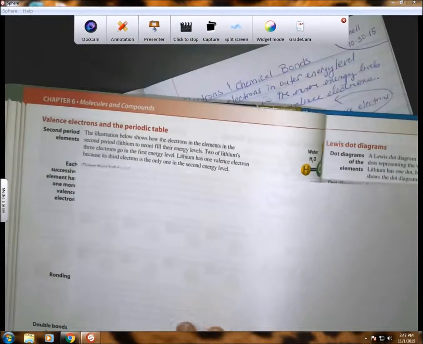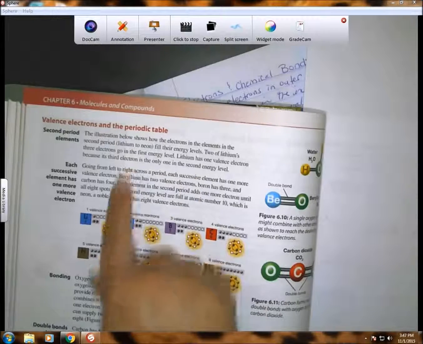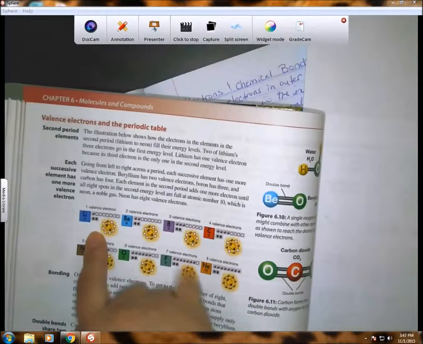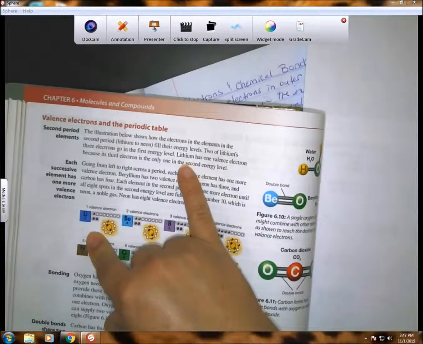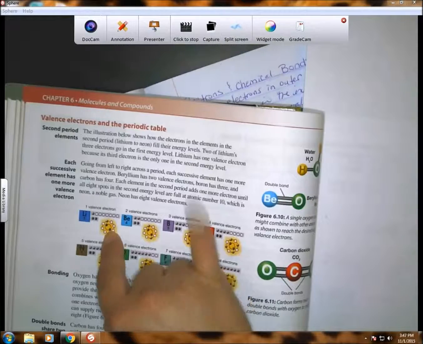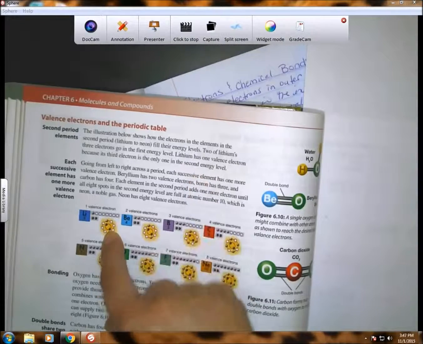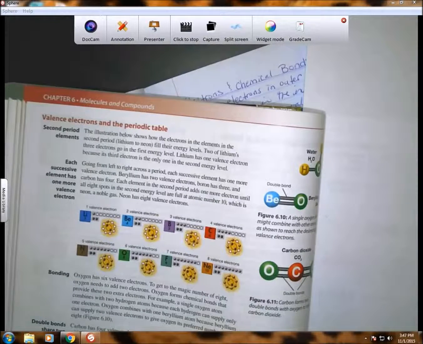That's a whole lot of words without knowing what they mean. So let's look down here at lithium. All right, and it says that 2 of lithium's 3 electrons go in the first energy level. We knew that, right? We knew that the first one's got 2. And lithium has 1 valence electron because its third electron is the only one in the second energy level. We knew that also because we've been building atoms already, so we're pros at this.